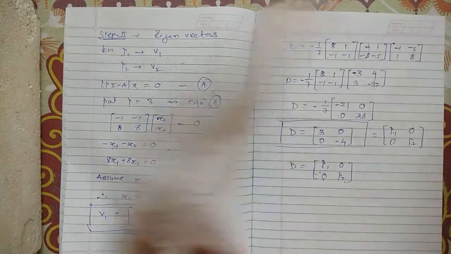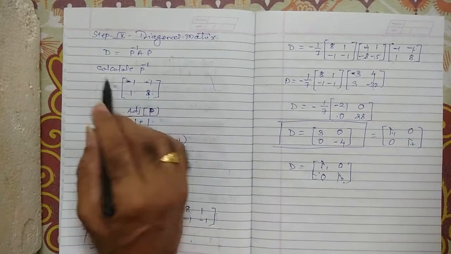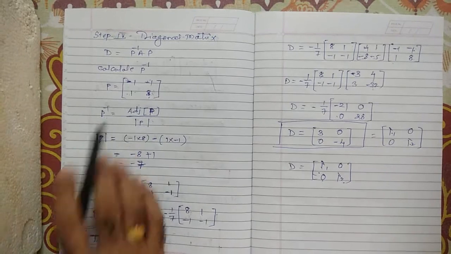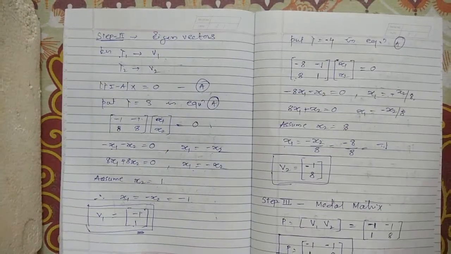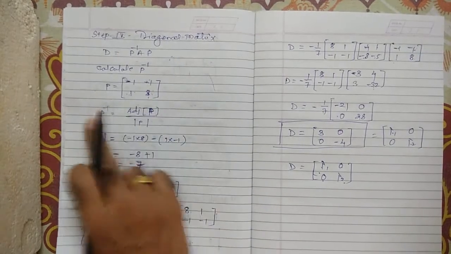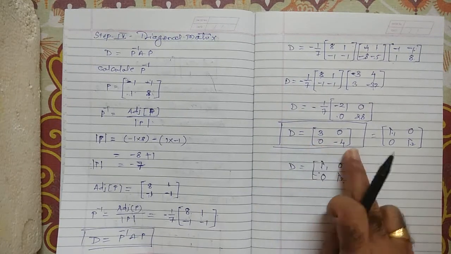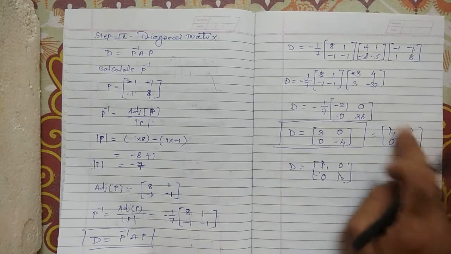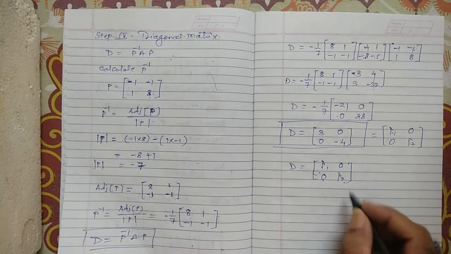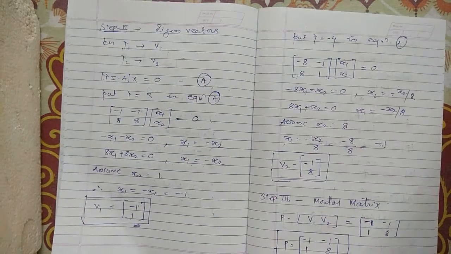Once we got the P, then we can go for the diagonal matrix. D equals P inverse A into P. So we can calculate the P inverse first. The P is given, or the P that we have calculated, minus 1, 1 and 8, and from this we calculate P inverse, put the values, and then we get D equals 3 0 0 minus 4, that is nothing but lambda 1 0 0 lambda 2. So this way we have proved or calculated our diagonal matrix.